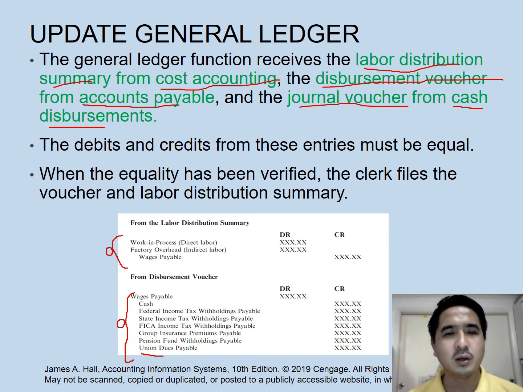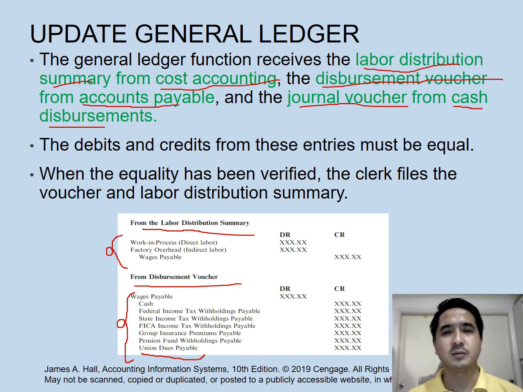Okay, in UST for the faculty members, we call that check off. Portion of our salaries are deducted from us, which forms part of the fund of the faculty union. So basically you have two entries, but you have three documents. The labor distribution summary here is the basis of the entry for the payable, and the disbursement voucher is the base of the entry of the debit wages payable credit cash. But I think the journal voucher also is related to the entry on the disbursement.